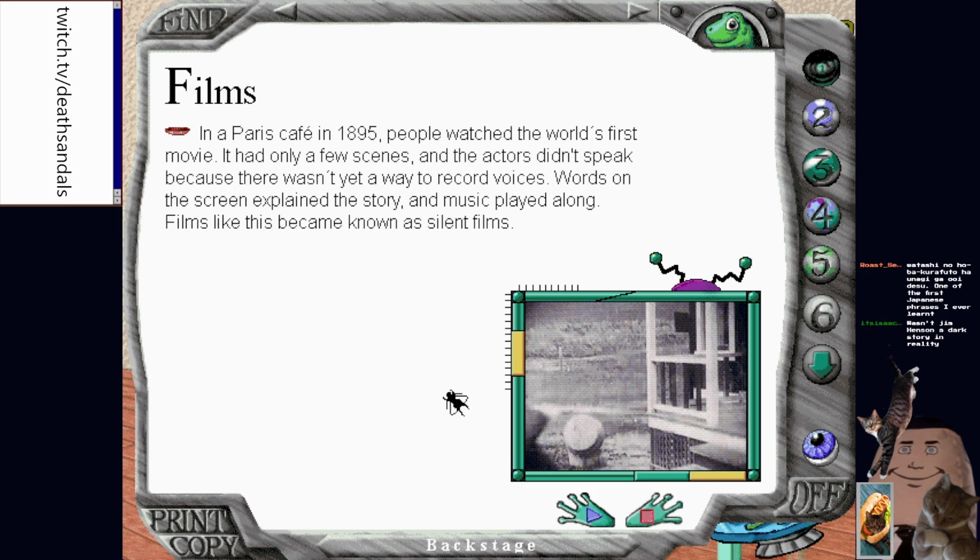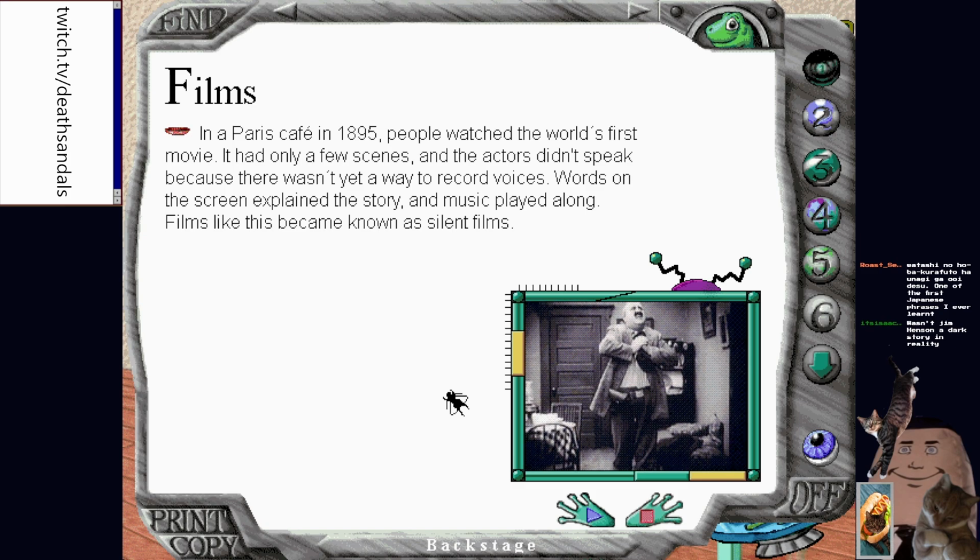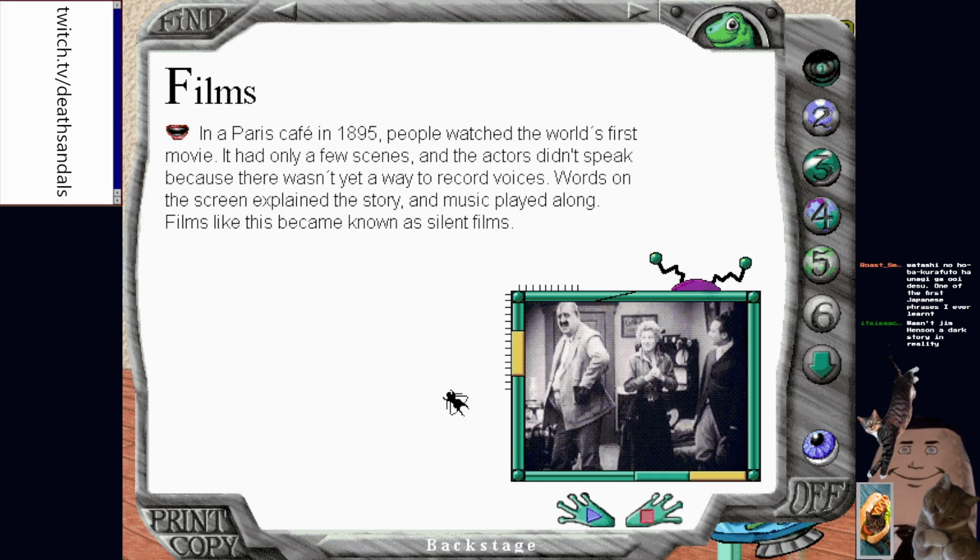Wasn't Jim Henson a dark story in reality? No, he was taken from the world too soon, that's for sure. In 1895, people watched the world's first movie. The actors didn't speak, because there wasn't yet a way to record voices. Words on the screen explain the story. Yeah, and music played along. Films that became known as silent films.